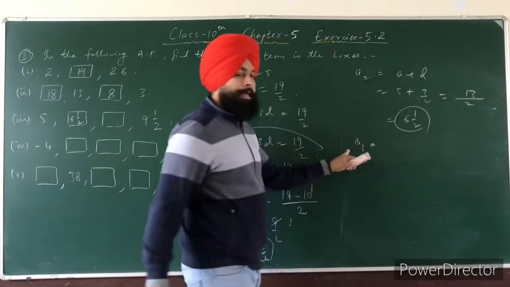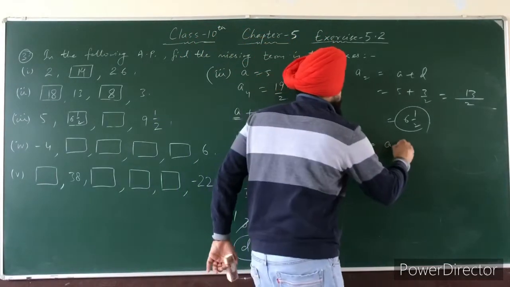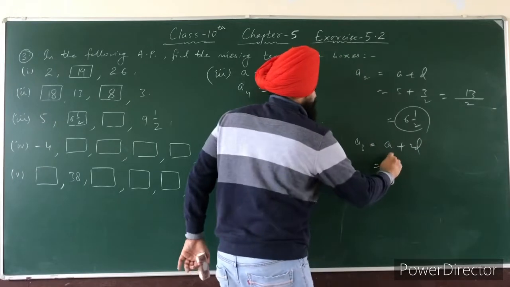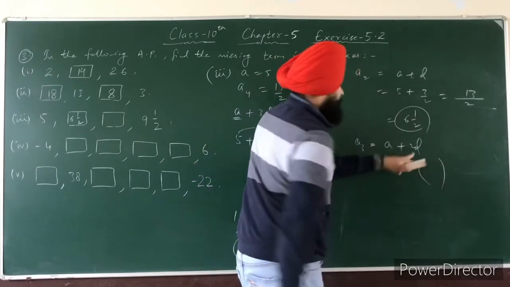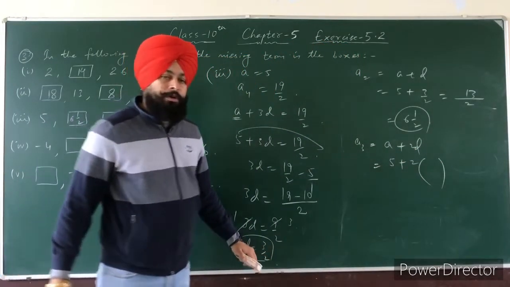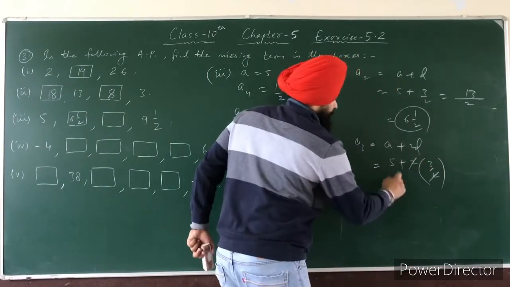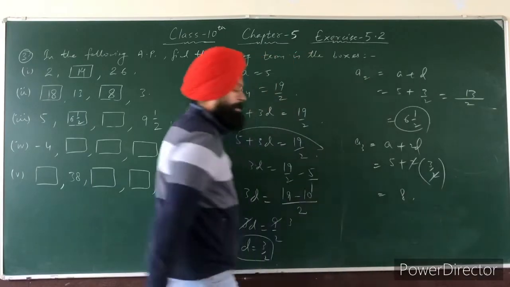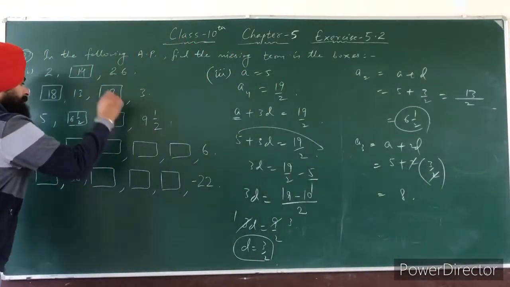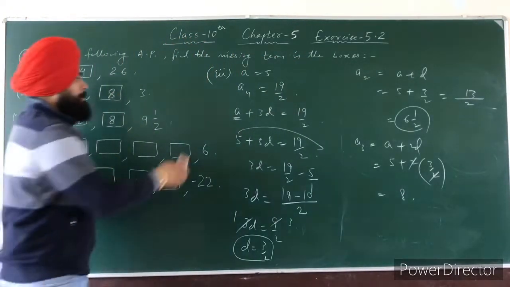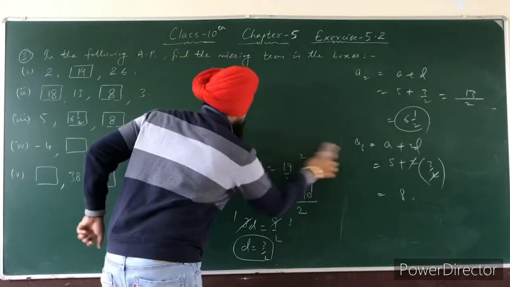Now find the third term. The third term is a3. a3 is what? a plus 2d. a is 5 and d is the common difference, which is 3 over 2. Now if you cancel this 2 with 2, 5 plus 3 is 8. It means the value of the third term is 8 here. Clear, students? So now see the next, fourth part.